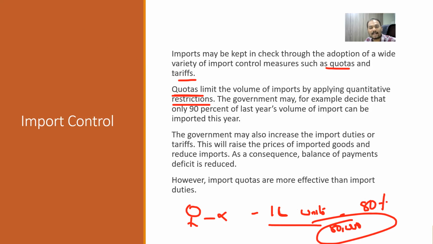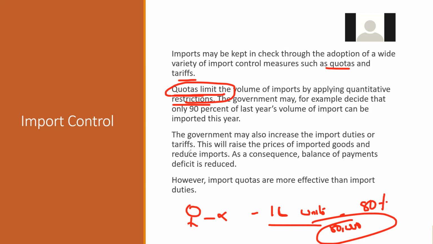So when the government sets an upper limit, a quota, that's called a quota limit. Suppose Divyanshi has imported 10 lakh worth of goods last year, and the government tells her this year she can only import 70% of what she imported last year. So obviously Divyanshi has to reduce her imports to 70%. So this is one way the government can control imports. Yes or no, my dear students? Is it logically right? Yes, sir.